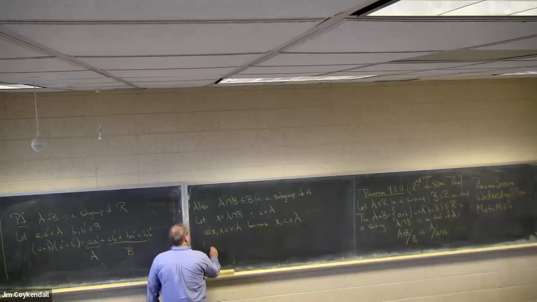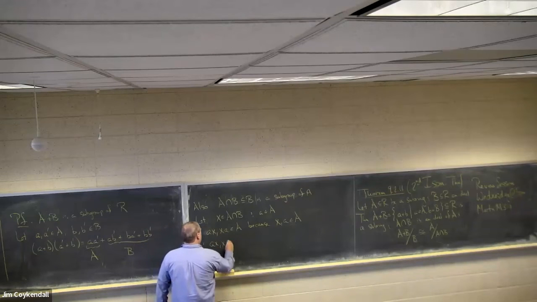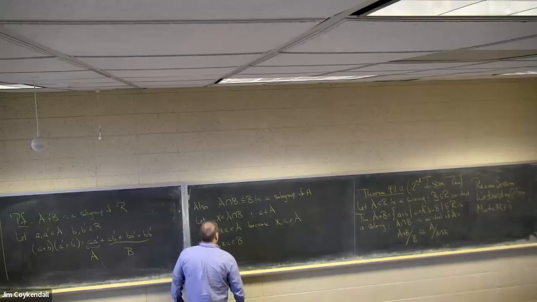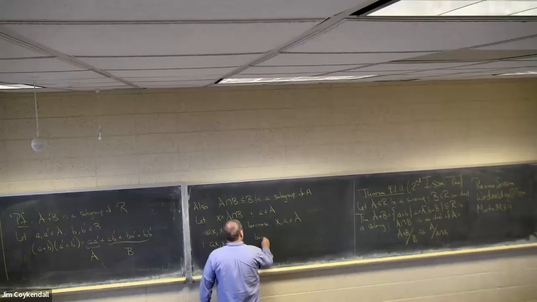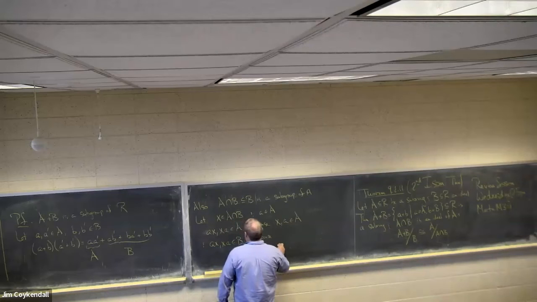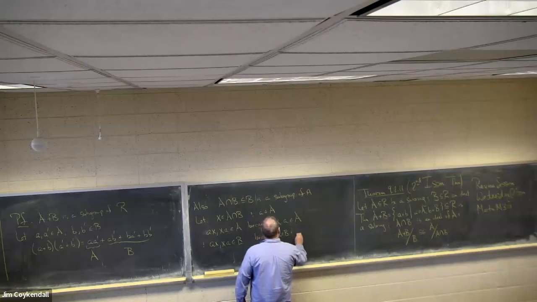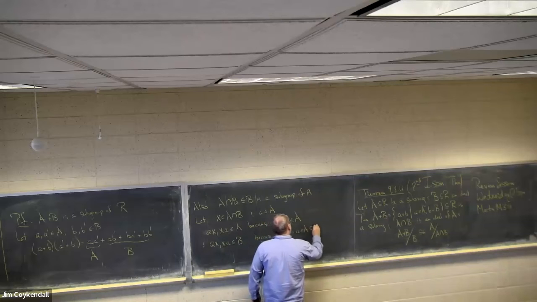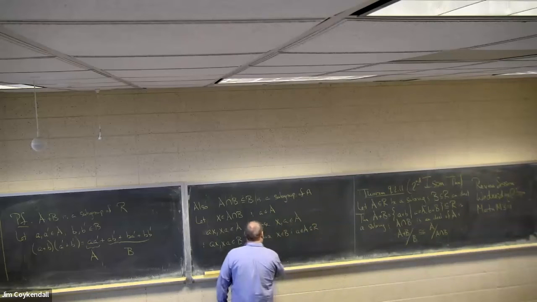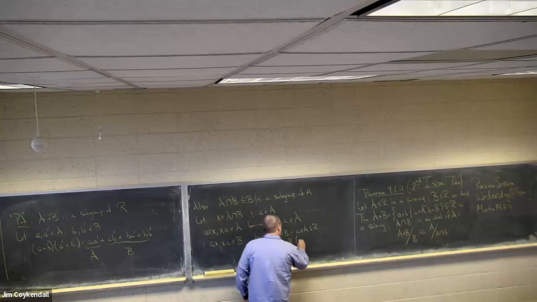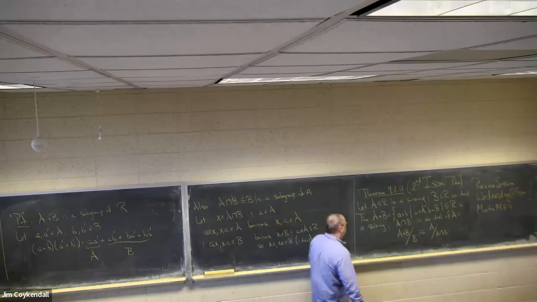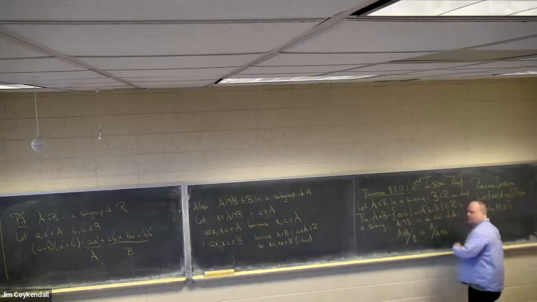And because x is in B and a is in A, it's in A and R. So x a and a x are in B. This is because B is an ideal. So that takes care of these two statements here.